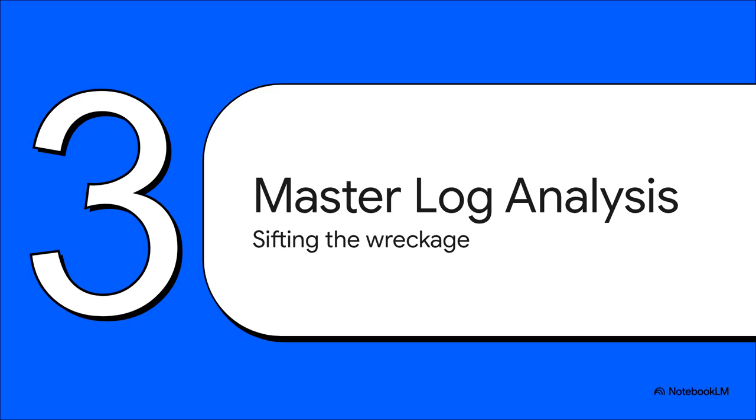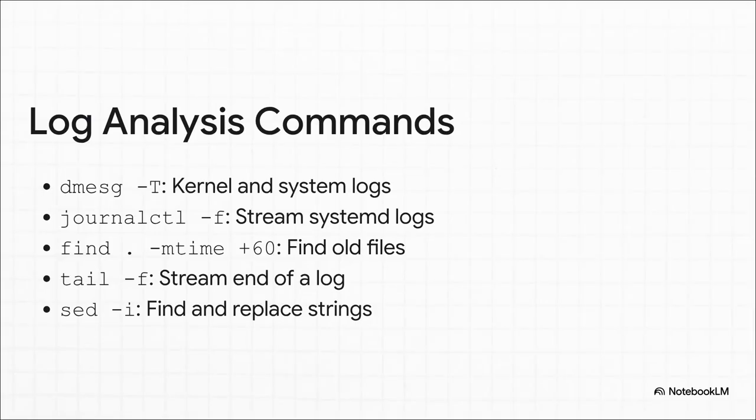Moving on to step 3, mastering log analysis, or sifting through the wreckage. Okay, the immediate fire is out. The bad process is gone. But why did it crash in the first place? It's forensics time, and these commands are your magnifying glass. Use dmesg -T to read kernel logs with human-readable timestamps. Did the system kill your process because of an out-of-memory error? This will absolutely tell you.